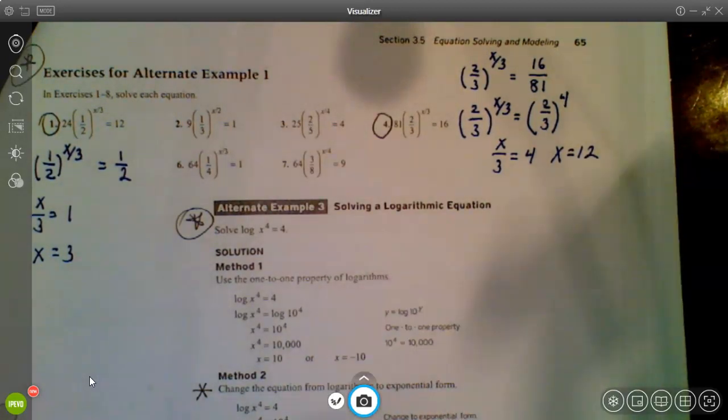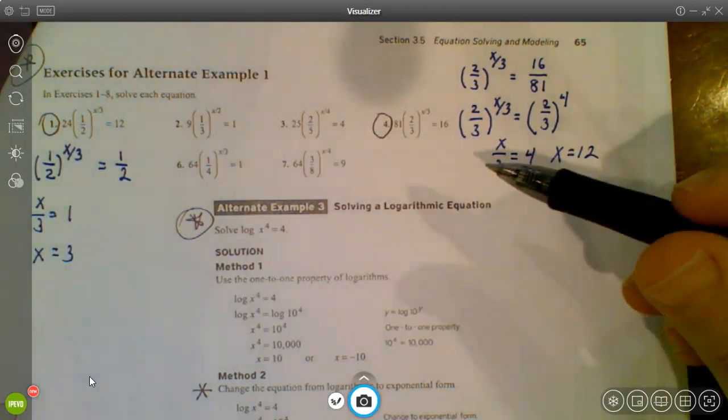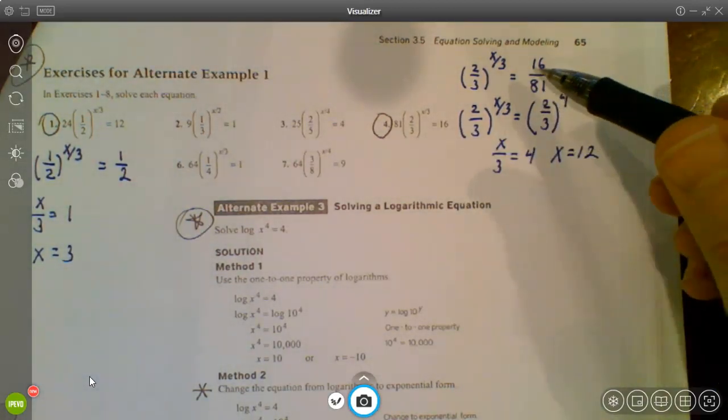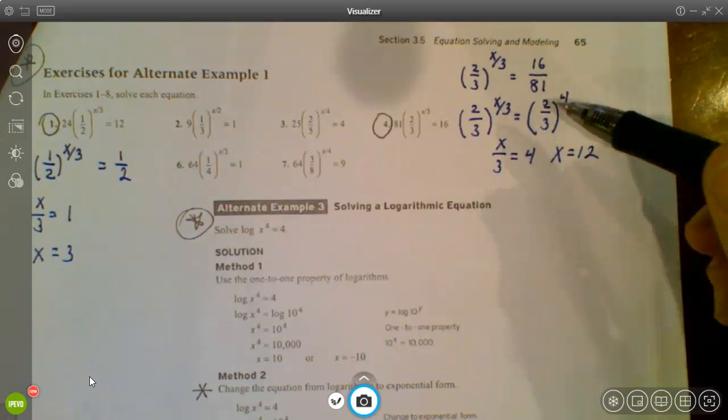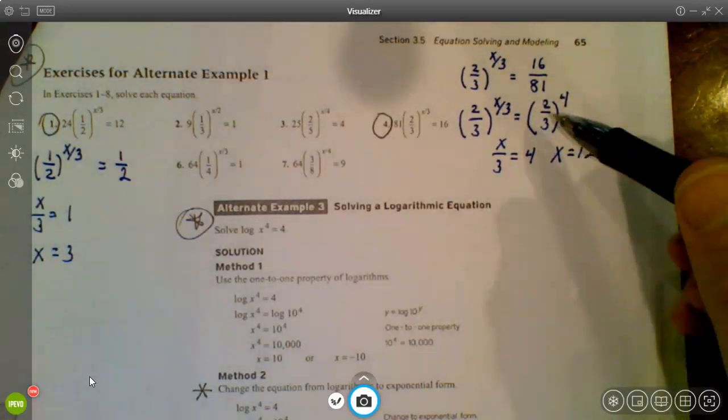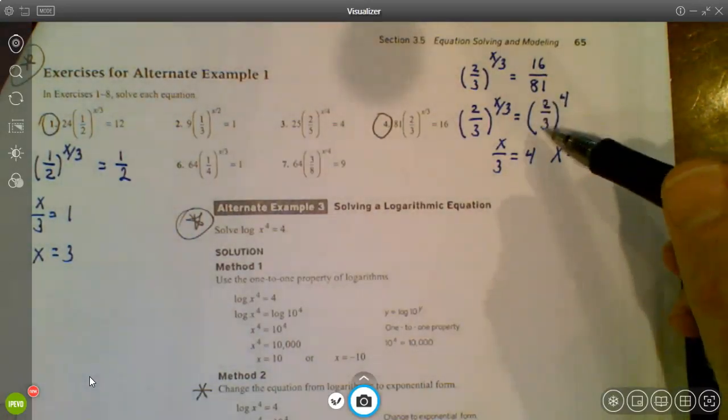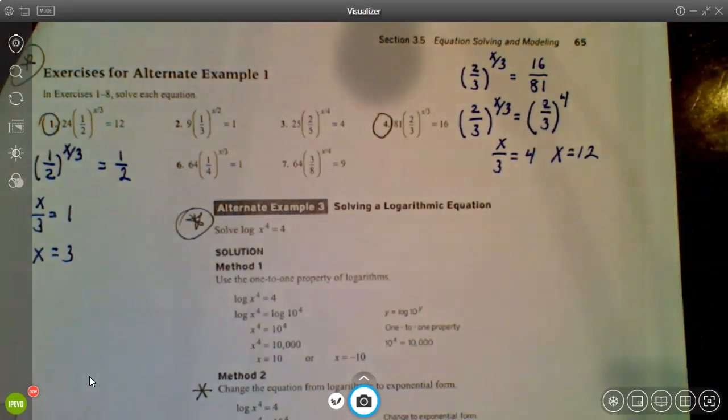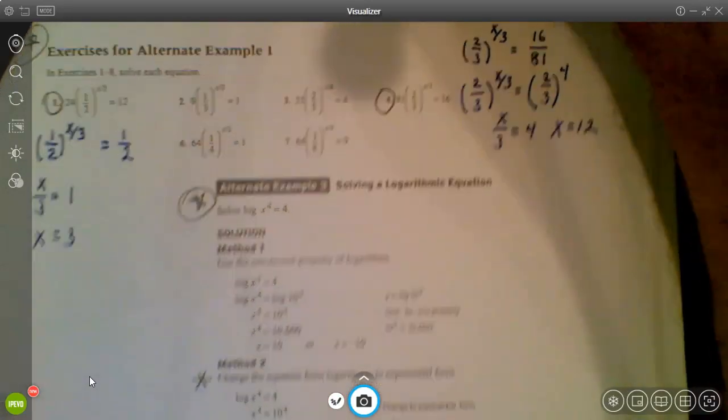Of course, there could be scenarios where you cannot create common bases. If this were, let's just say this was 15 over 81 instead of 16 over 81. There's no way you could have gotten it to look like this as 2/3. So in those cases, we're going to need other methods for solving. And we're getting into some of those methods here.